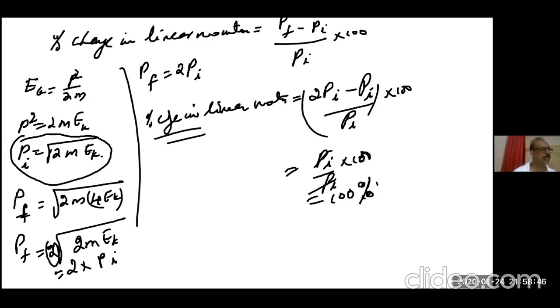Next heading, collisions. Collision means interaction of two bodies. When two bodies come closer due to repulsion, they may go in different directions. For example, there is the Rutherford alpha particle experiment.